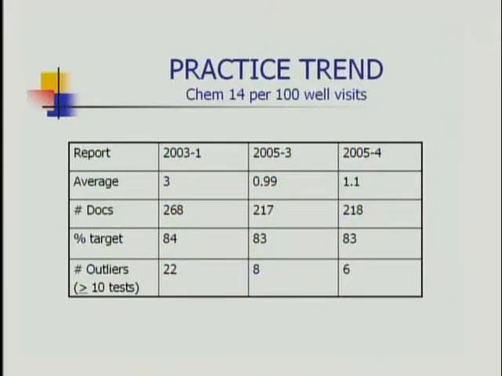But look at this. This is what has changed. We had outlier docs that ordered more, and I define that as an individual ordering more than 10 tests per 100 well visits, or more than 10% of the time. We had 22 outlier docs here in 2003, and today we have 6. And I haven't done anything personal. I've just been putting out the report and putting out summary reports once a quarter.